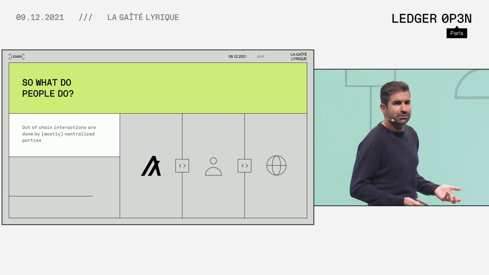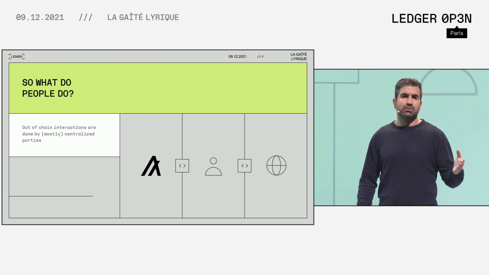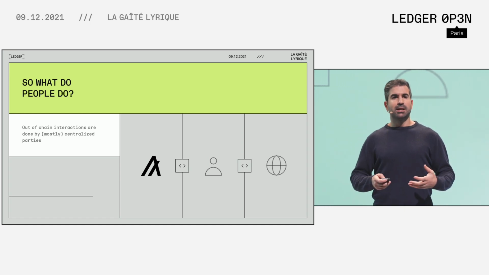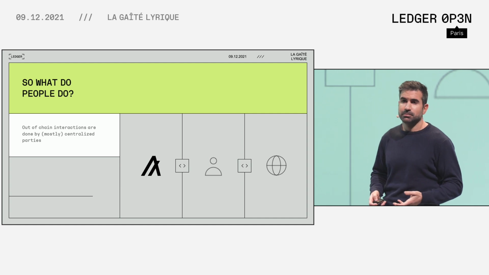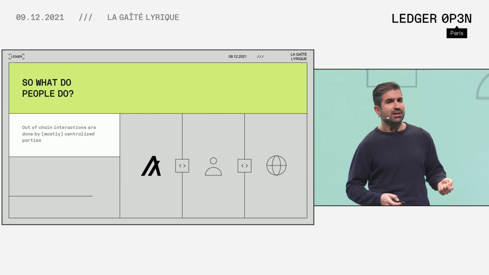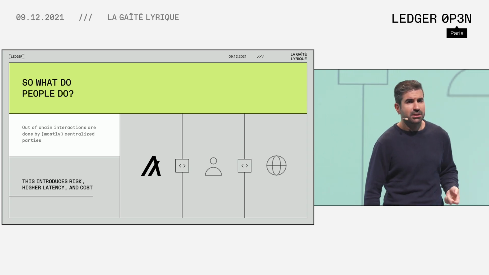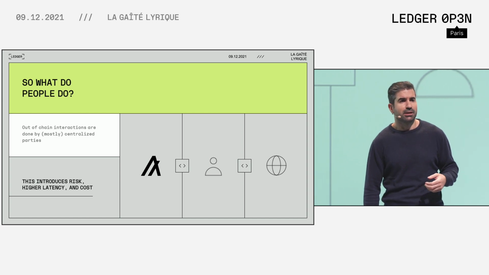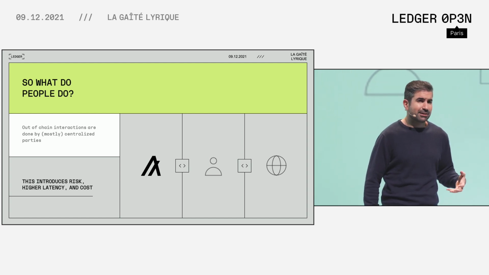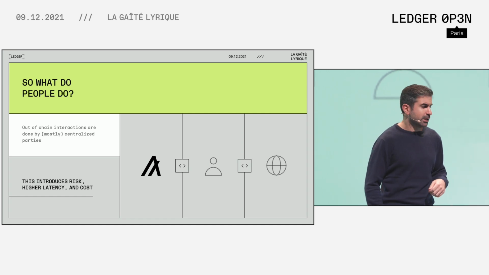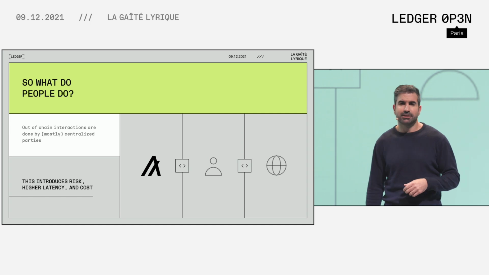So that's not great. What do people do? Because we do transfer things. And we know today that most of the off-chain transactions happen outside the blockchain, and they are done by centralized entities. And it's an issue because it introduces risk, significantly higher latency, and also much higher cost. This is really not what we came here for. This is not the feature we want. We really want to change that. We just don't like the middlemen.